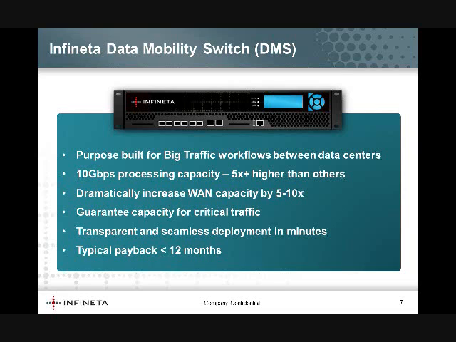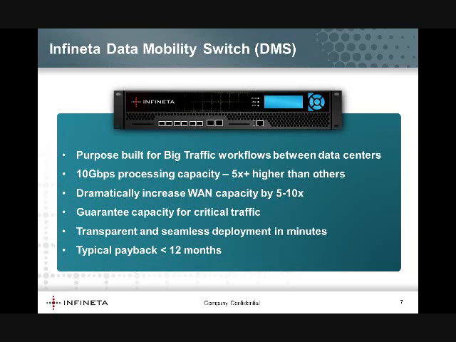So Infineta's Data Mobility Switch, the DMS, is really the only WAN optimization solution designed to address all of these use cases that we just discussed. The DMS has been architected using merchant silicon. This high-performance networking approach to system design, along with multiple patent-pending data reduction algorithms, are what enable the DMS to scale to 10 gigabit speeds without any loss in performance efficacy.